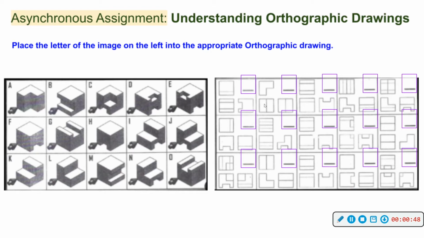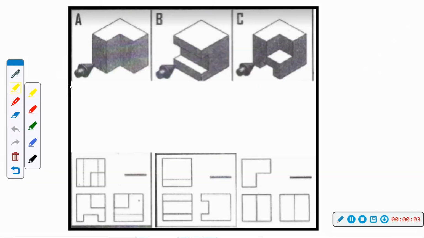We always have the front side in the bottom left corner, the top side right above the front side, and the right side view right next to the front view. So here we're going to go over letters A, B, and C, and we'll help you match these three items and you'll do the rest.